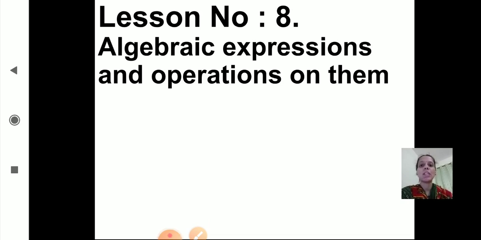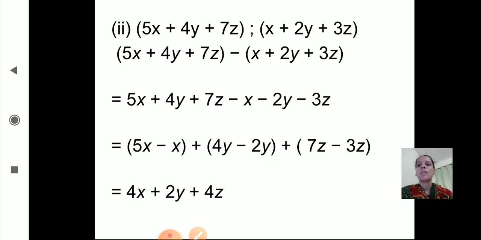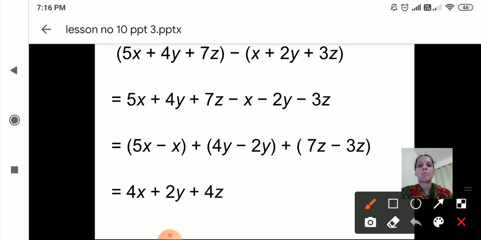In that we have completed the first sum from practice set 34. Now today we will start with the second sum from practice set 34. So this is the second sum. Algebraic expressions are given, and you will subtract the algebraic expressions.